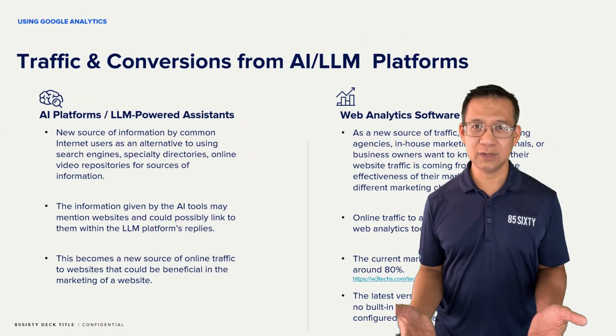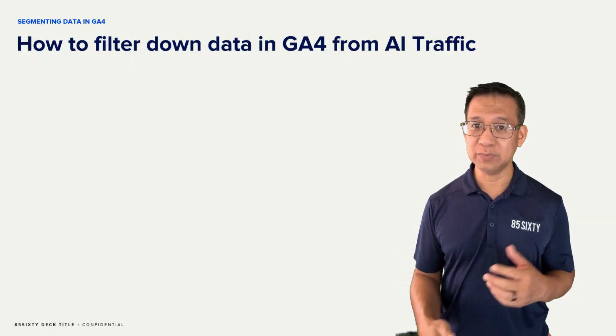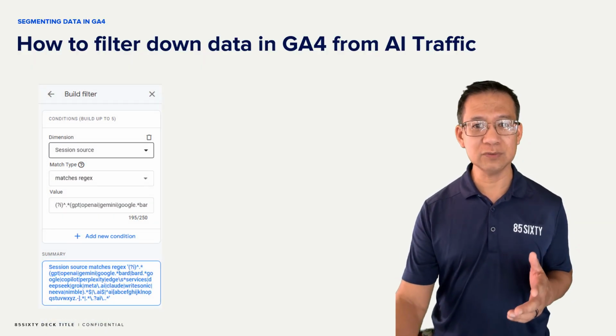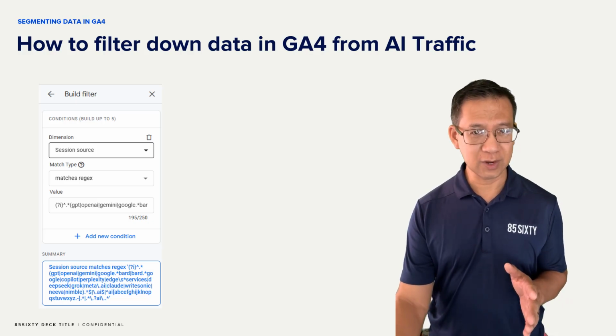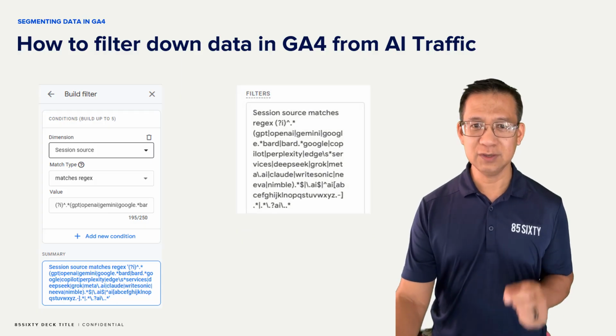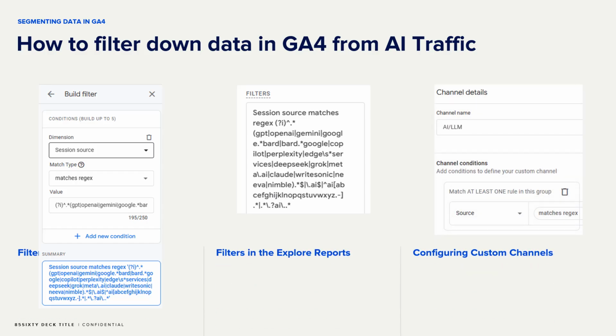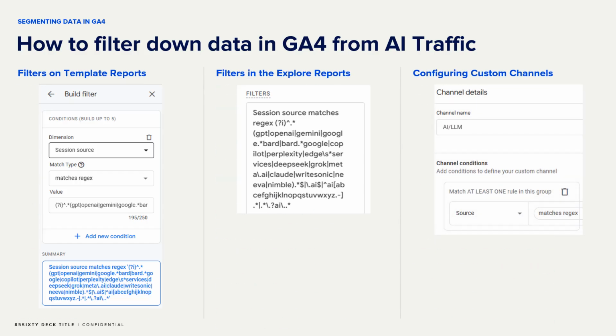How do we filter down the data within GA4? So there's different ways how you could do this. You could build it within the template reports within Google Analytics and create filters there, or you could use the explore reports within Google Analytics and build the filters there, or you could create a custom channel and configure it. So there's three areas within Google Analytics. If you're using a different platform, most likely it's going to be in a different area. But how we do this, just pay attention to the concepts, and most likely you'll still be able to do it in the exact same way.